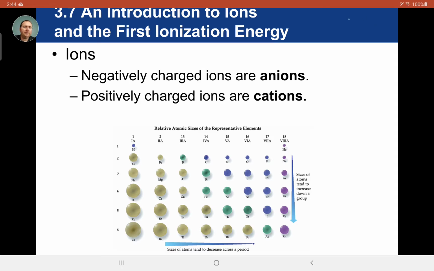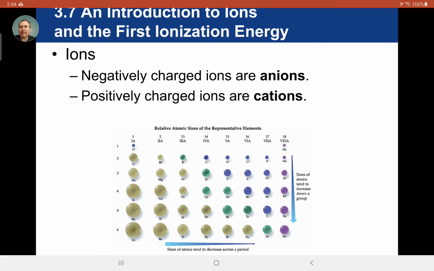A cute way to remember one of those is that positive ions have positive looking charges in their definition of cation. You could also remember that cats, they have little paws, and if that helps you realize positive charge, then kind of weird, but if that helps, it helps. And then anions are negative.